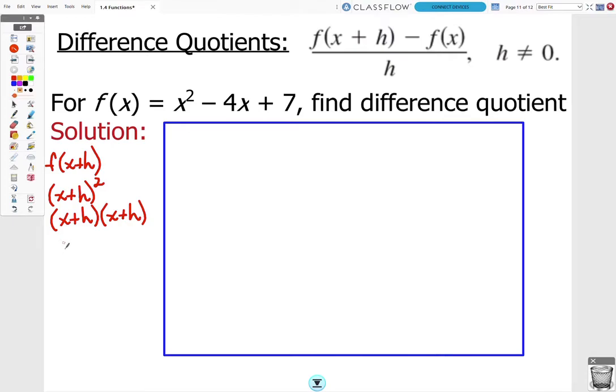We end up with x squared, and then x times h is xh, h times x is xh as well, so 2xh plus h squared. So that's a little bit weird, but take a look at what happens next. So then for the next part, (x plus h) squared becomes all of this. The other one was negative 4.